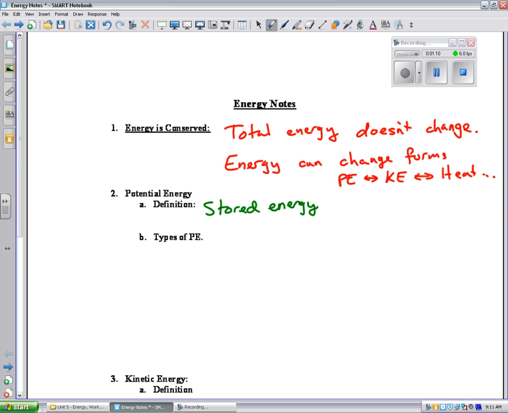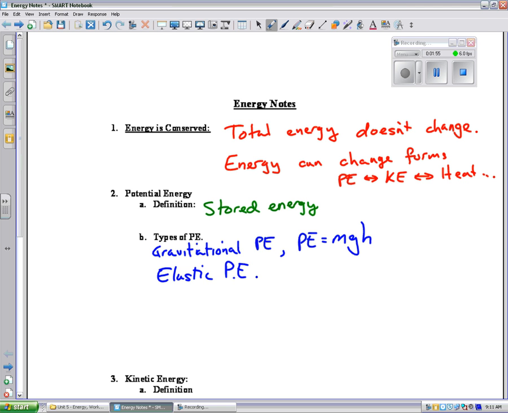And there are many different types. The one we're going to use most is gravitational potential energy. And for that, we're going to use the equation PE equals mgh. And it has to do with lifting it up to a height. If I'm holding something up high, it has a lot of potential energy. Then if I drop it, that potential energy will decrease as it's going down and turn into kinetic energy as the object speeds up.